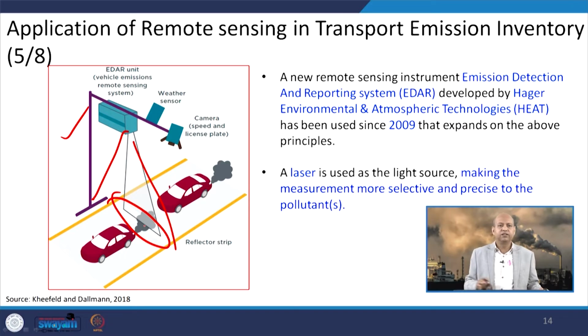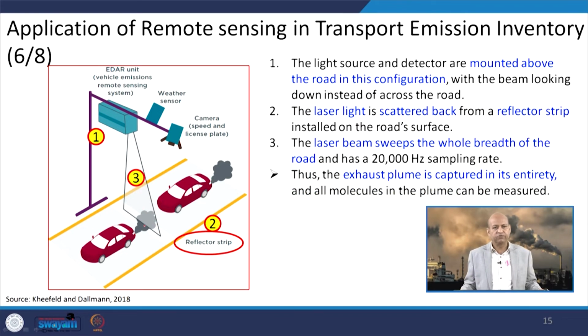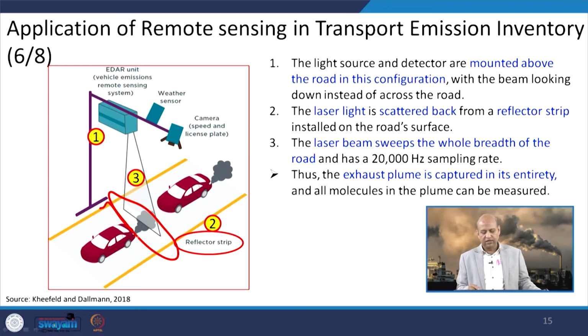Okay. So, the laser is used as a source, making the measurement more selective and precise to the pollutants in that way. Okay. So, you can see here the light source and detector are mounted above the road in this particular configuration. You can see then the laser light is scattered back from the reflector strip. This is the reflector strip you can see on the road, and then the exhaust plume is captured entirely because of that particular arrangement.